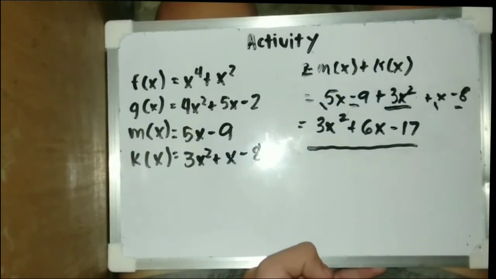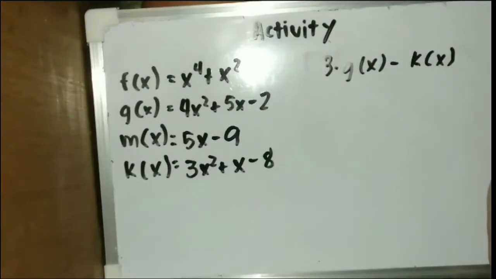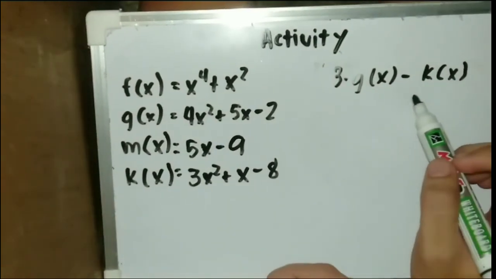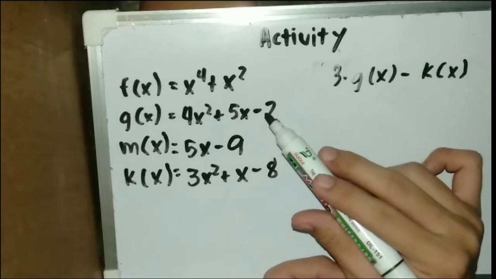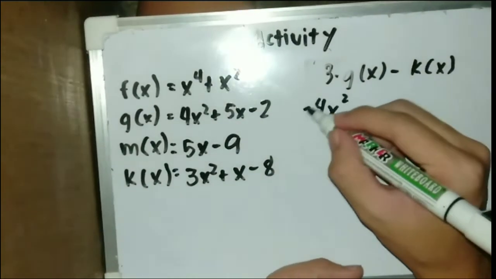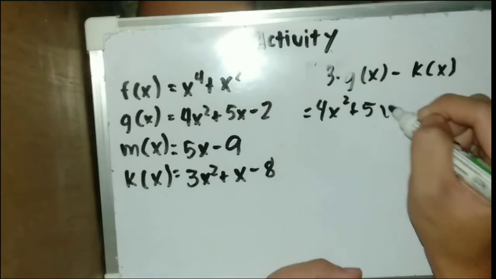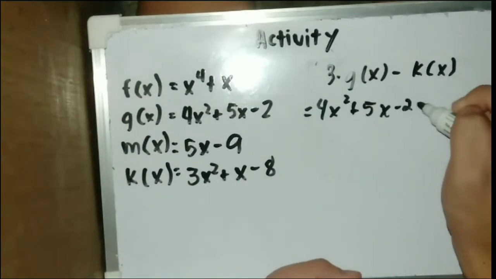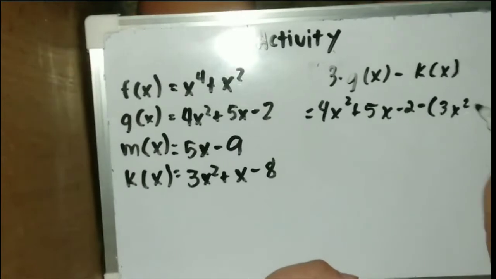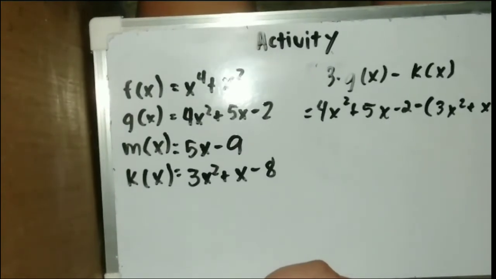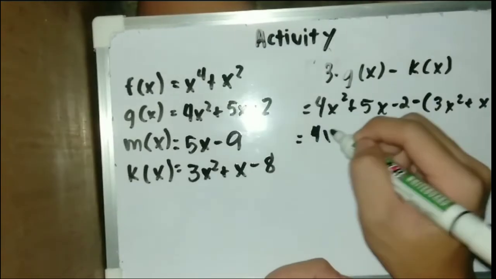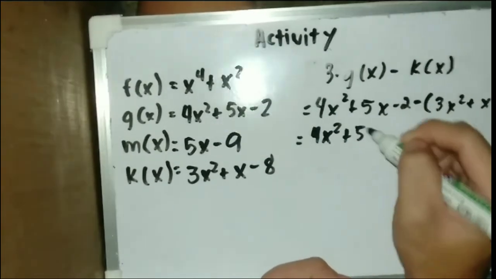So, moving on, for our problem number 3 is g of x minus k of x. So, i-substitute natin. G of x is equals to 4x squared plus 5x minus 2 minus parenthesis 3x squared plus x minus 8. So, bago natin i-solve, i-bring down natin yung first.